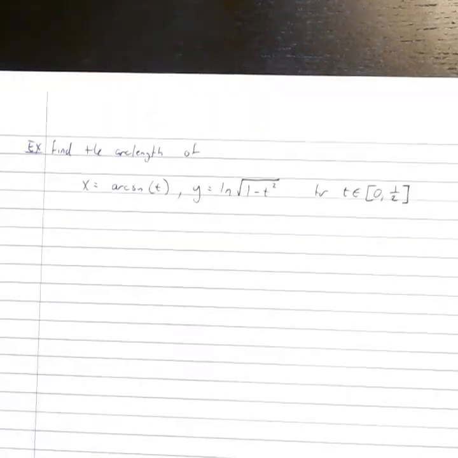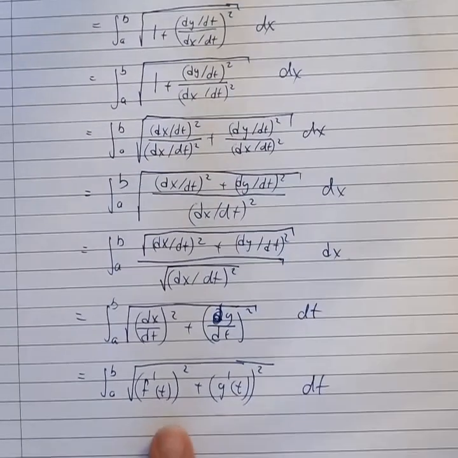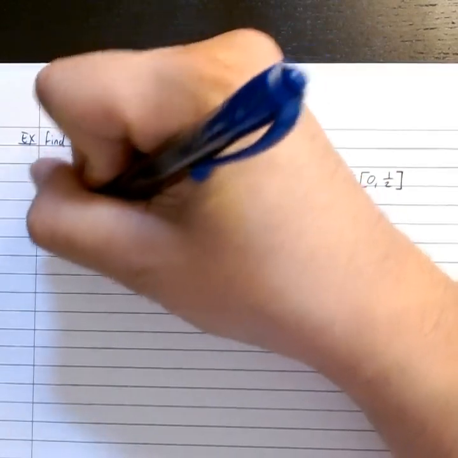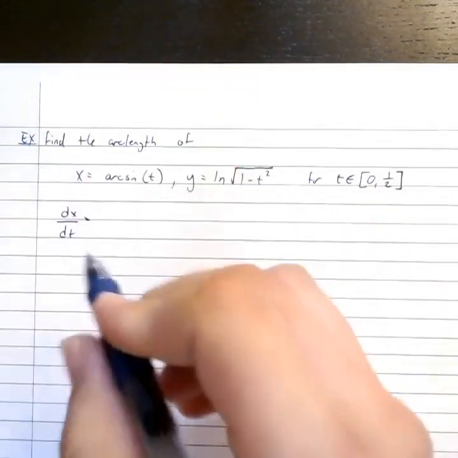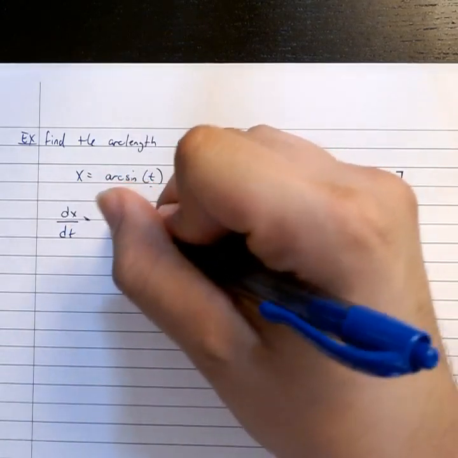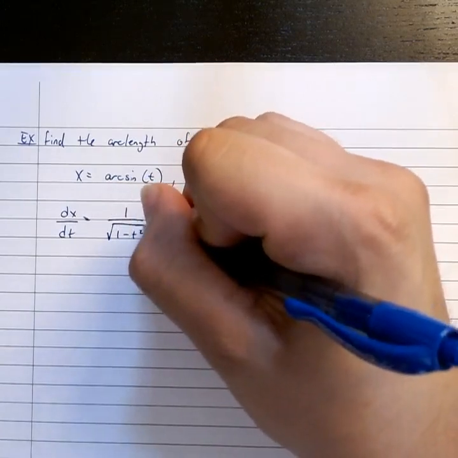Okay, just like that. All right, given our result that we saw just a moment ago, we're basically just going to take the derivatives of each of those. You're going to square them, add them together, put them under a square root, and then take an integral. All right, so let's do that. First of all, let's find these derivatives. Let's find my dx/dt. The derivative of the arc sine of t, that's just going to be 1 over the square root of 1 minus t squared.